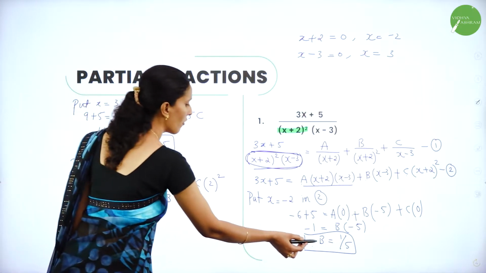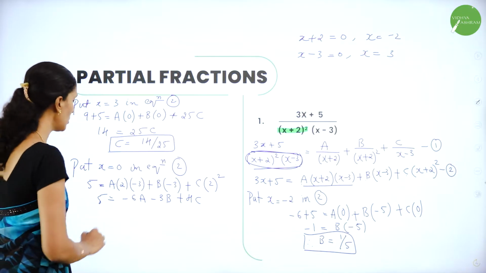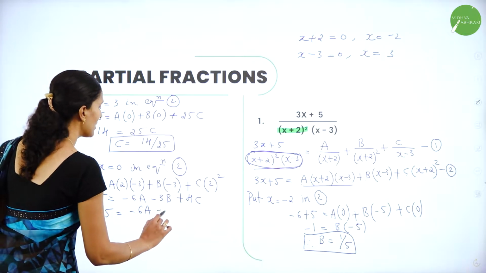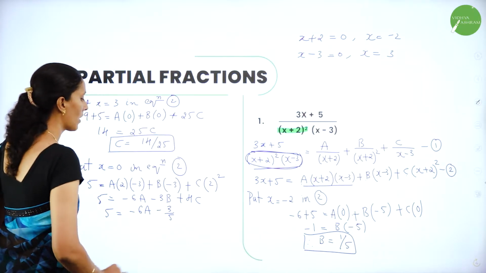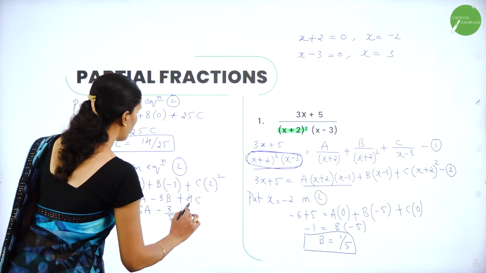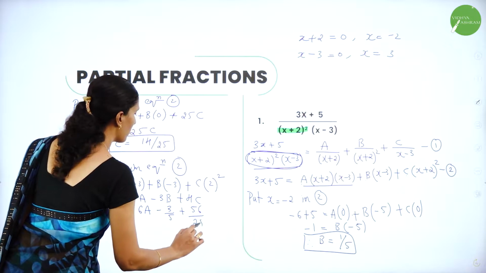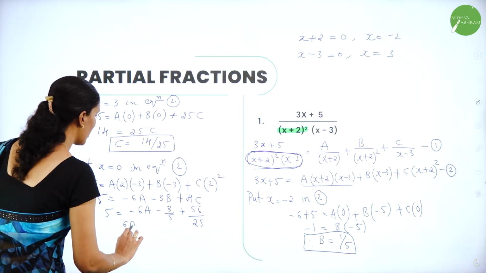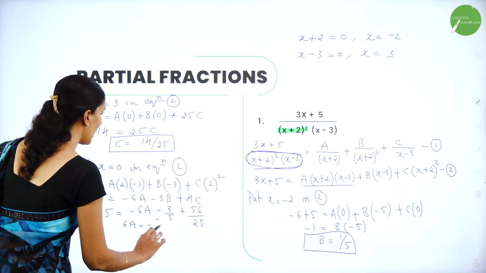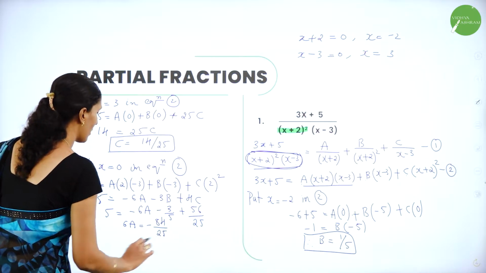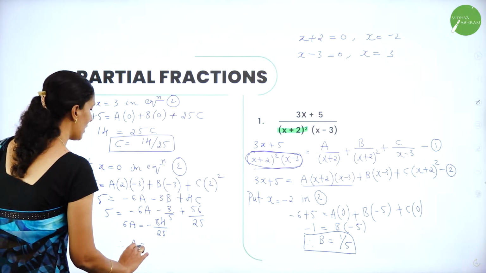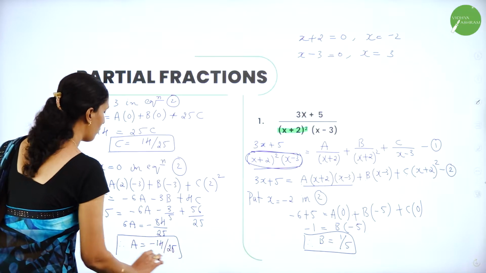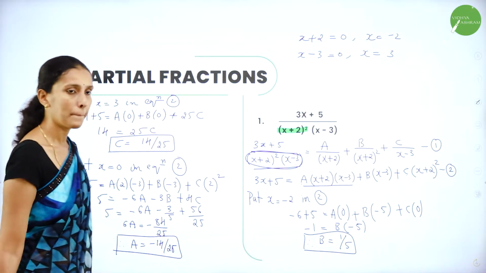Just substitute the value of b and c in the given equation. So we will get 5 is equal to minus 6a minus 3 by 5 plus 56 by 25. On solving this equation, I'll get 6a is equal to minus 84 divided by 25. Therefore, a is equal to minus 14 divided by 25. So I'll get the value for a now. So I got the values of a, b and c.